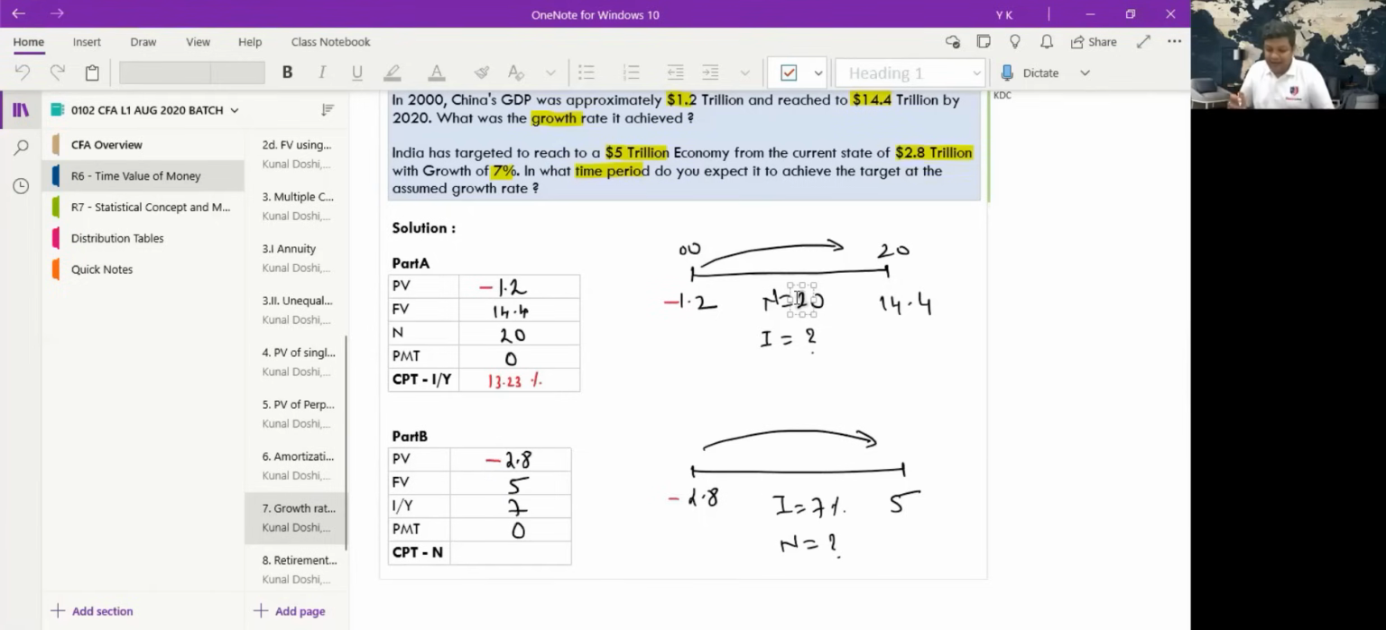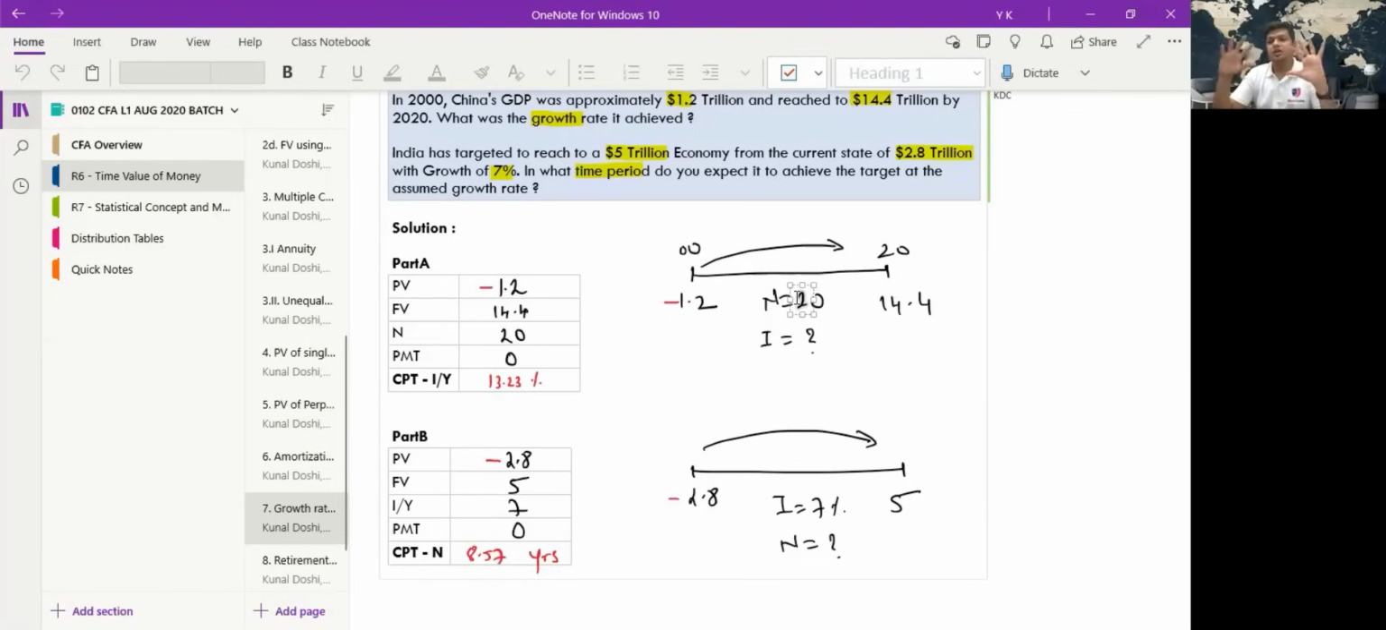And this time that number is to be years. Anyone? 8.57. So approximately in 8.5 years, you can expect India to reach 5 trillion if it grows at 7%. However, if it grows at a rate higher than that, then you can expect the GDP to become 5 trillion much earlier, right?